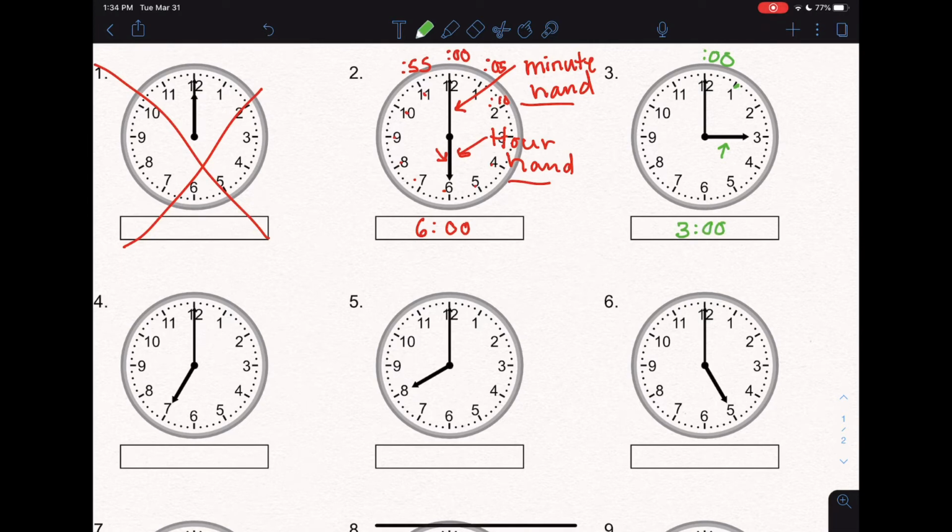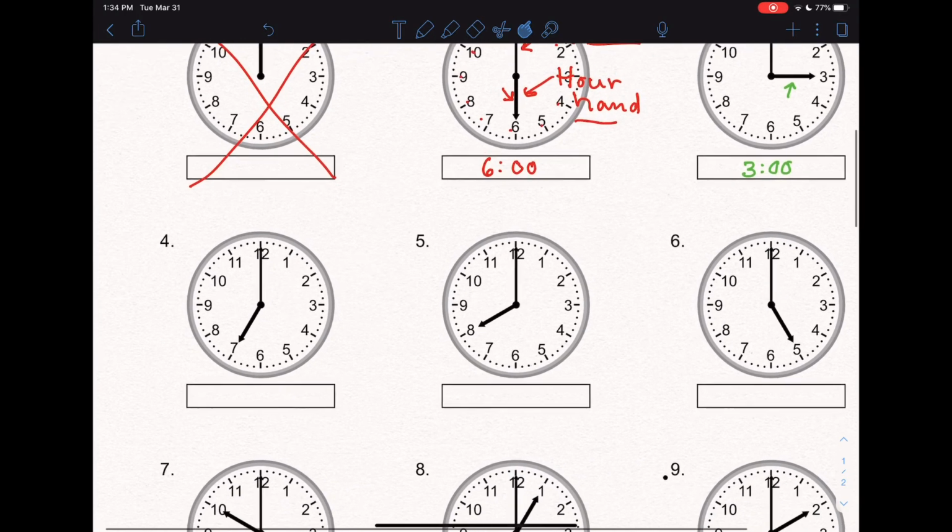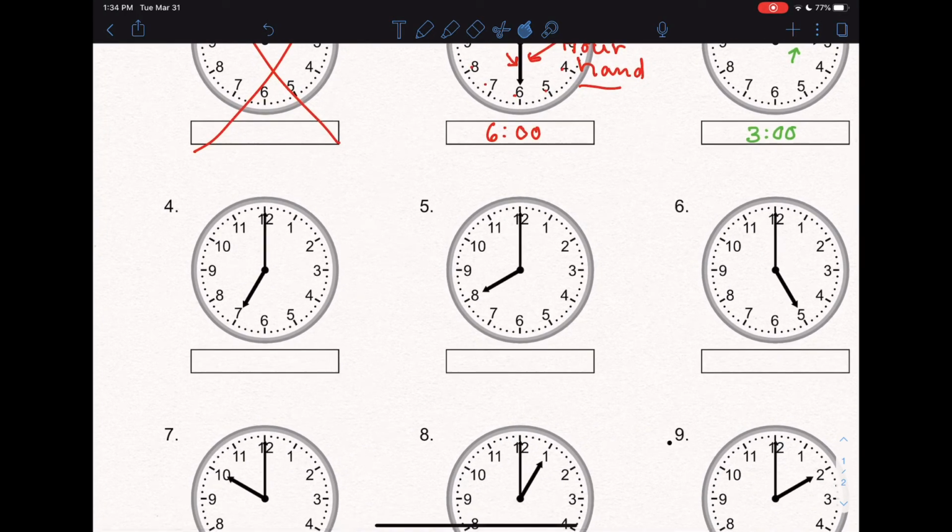All right, I'm going to go down and do another one. Let's move down to number 4 here. We first look at our hour hand, the shorter, thicker one, and it's pointing right at the 7. So we write our 7, write our 2 dots. Now, our skinnier hand, our minute hand, is pointing directly up at the 12. And if you remember, that's represented as the 2 zeros. So it is exactly 7 o'clock.